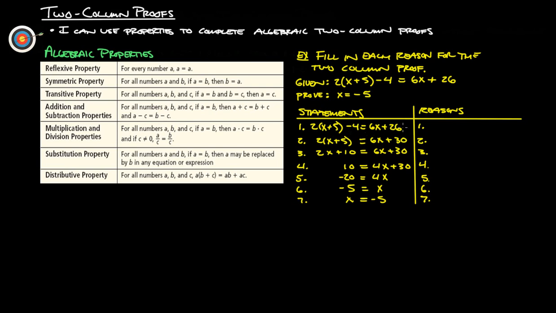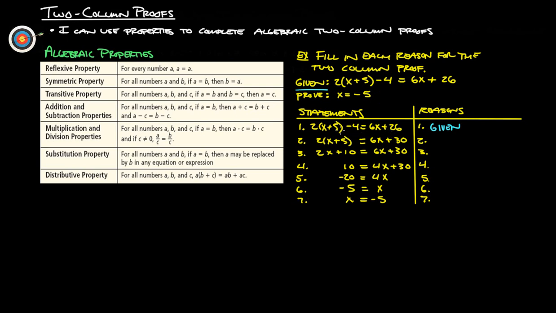With the algebraic proofs, it's pretty much all the time, but sometimes with geometric proofs, we've come up with some other stuff first. But anyway, on this one, 2 times the quantity x plus 5, minus 4 equals 6x plus 26. This is given. And if you'll notice, that's really not an algebraic property. That's just something that they gave us at the beginning. So we're going to write given here. It's just given. This is what we're starting with. You have to start with something, right? So that's our given.